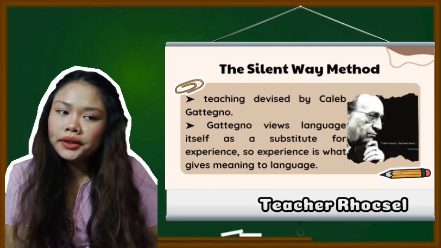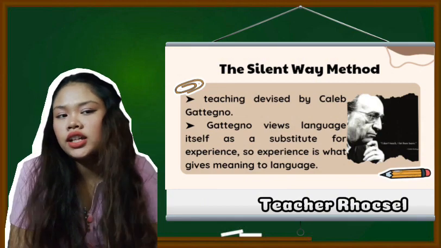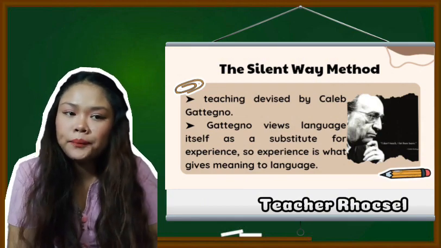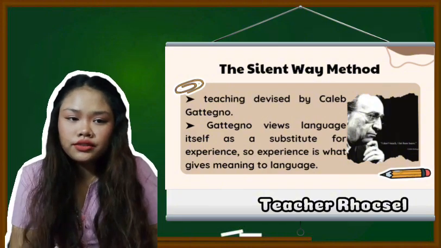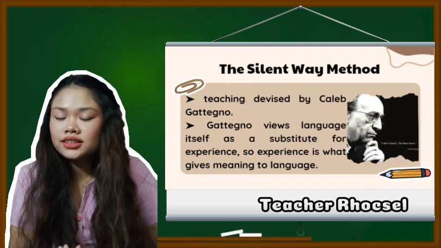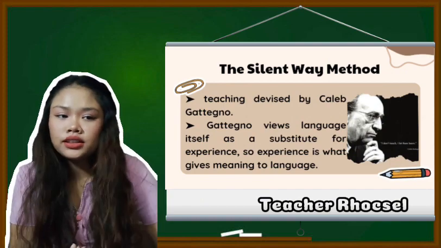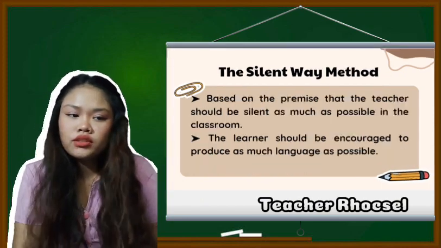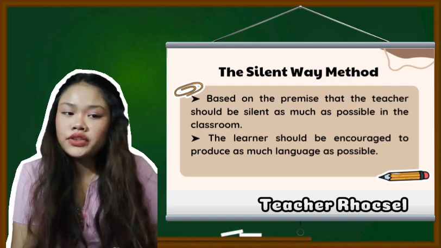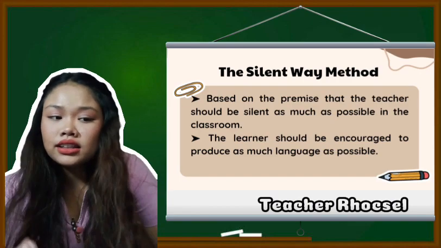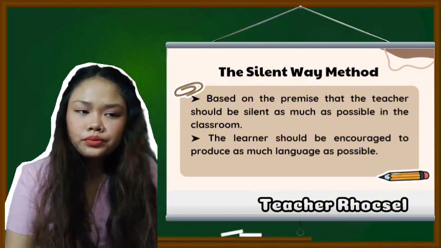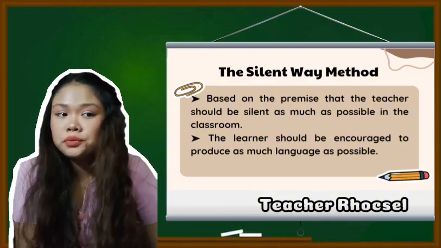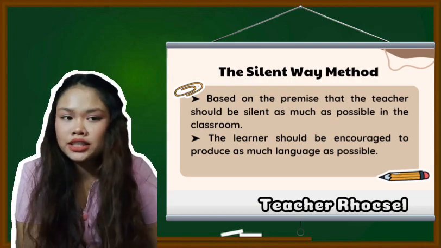What is Silent Way? Silent Way is a method of language teaching devised by Caleb Gattegno. Gattegno views language itself as a substitute for experience, so experience is what gives meaning to language. It is based on the premise that the teacher should be silent as much as possible in the classroom. The learner should be encouraged to produce as much language as possible.